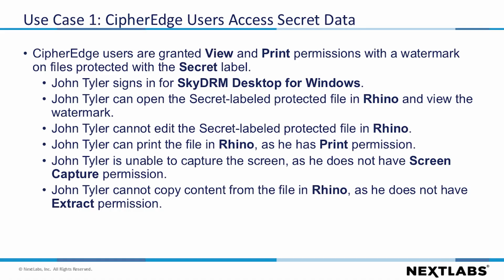John Tyler signs up for SkyDRM desktop for Windows. John Tyler can open the secret labeled protected file in Rhino and view the watermark. John Tyler cannot edit the secret labeled protected file in Rhino. John Tyler can print the file in Rhino, as he has print permission. John Tyler is unable to capture the screen, as he does not have screen capture permission. John Tyler cannot copy content from the file in Rhino, as he does not have extract permission.